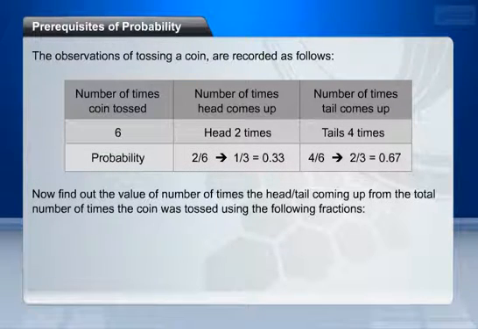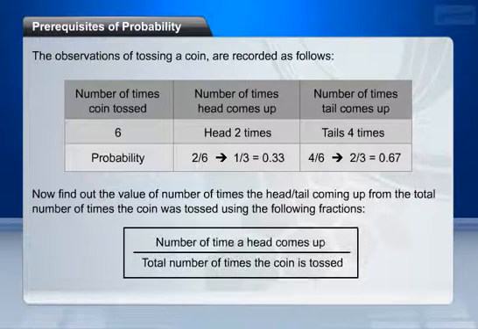Now find out the value of the number of times the head or tail came up, from the total number of times the coin was tossed, using fractions. Probability of heads is equal to the number of times the heads comes up divided by the total number of times the coin was tossed. Probability of tails is equal to the number of times the tail comes up divided by the total number of times the coin was tossed.